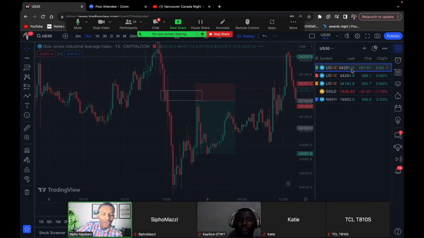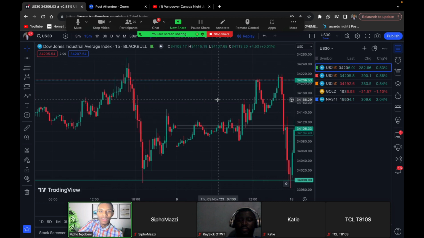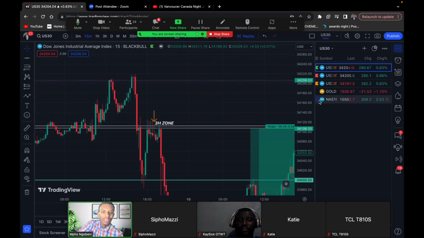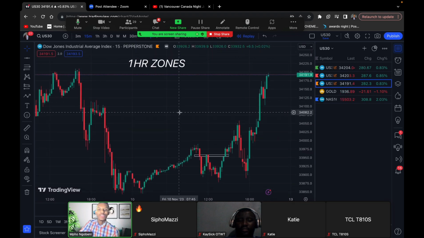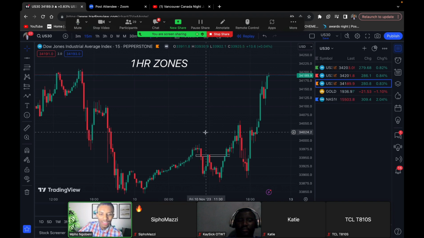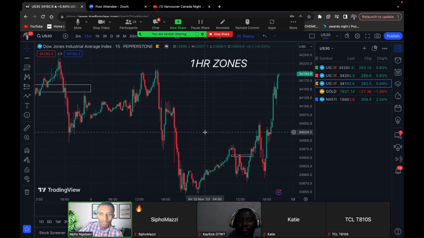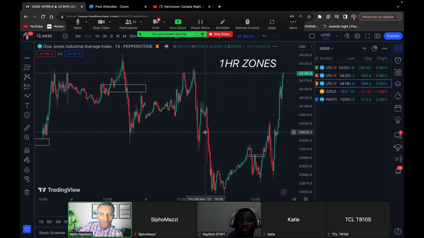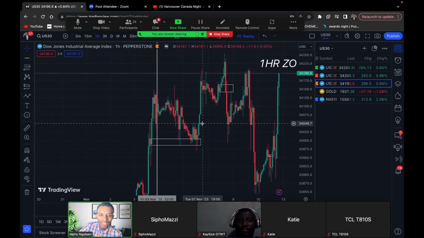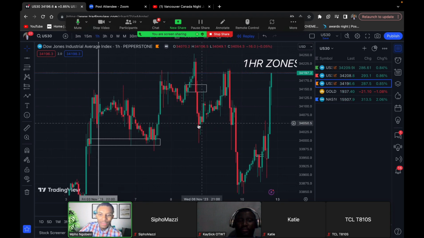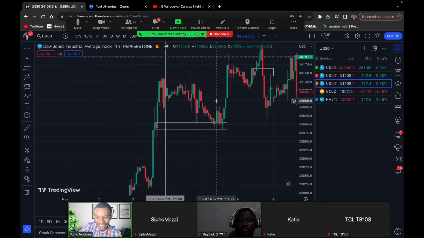The last one is the 1 hour. Is it this one? No, this one is the 3 hours. Okay, it's here, the 1 hour zone. So even 1 hour has zones. Here I didn't draw them. Oh, I'm on the 15 minutes, sorry. Yes, with the 1 hour, even with the 1 hour, same procedure.